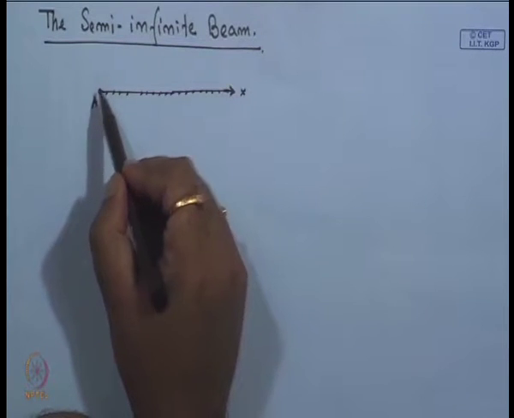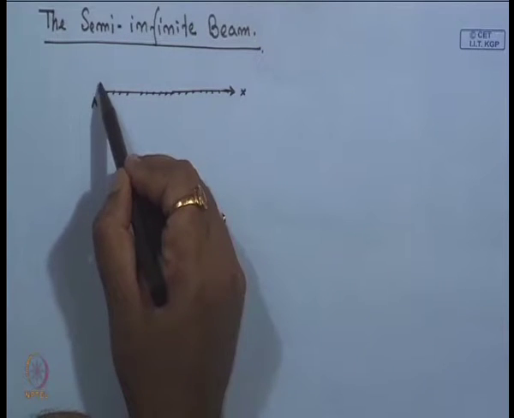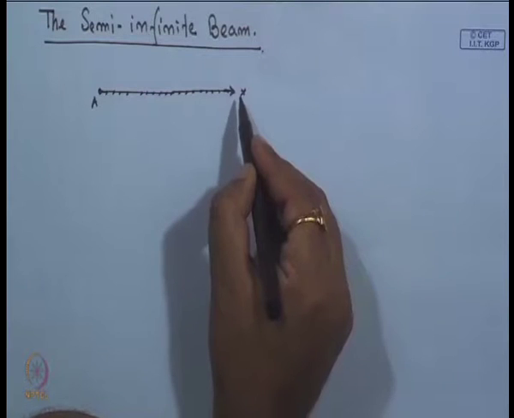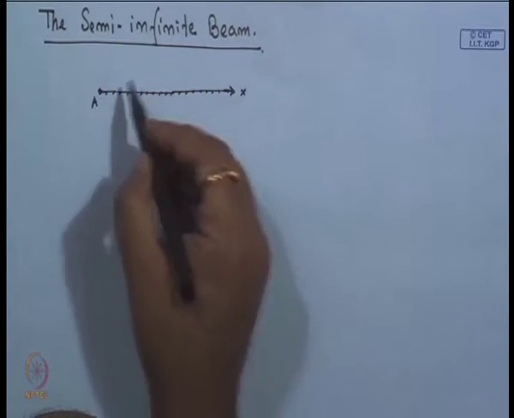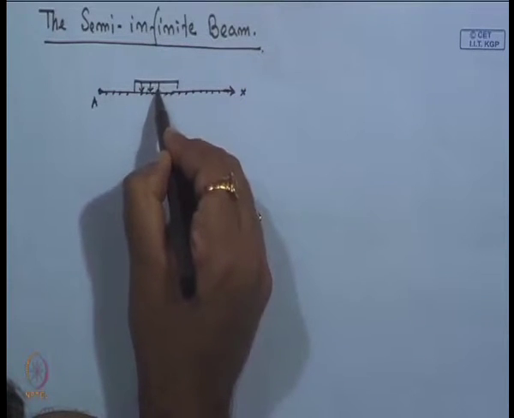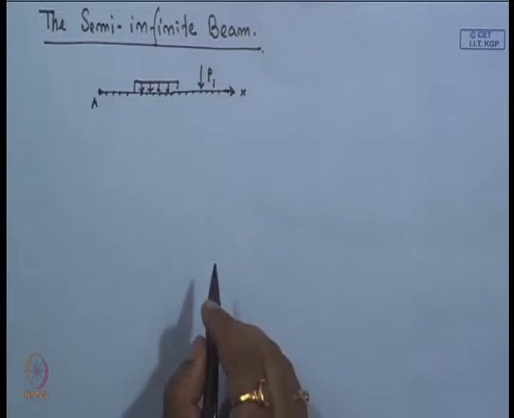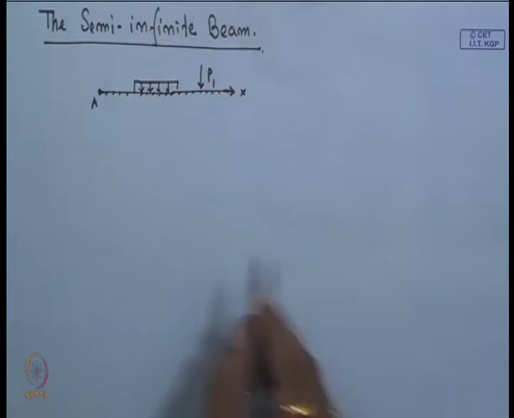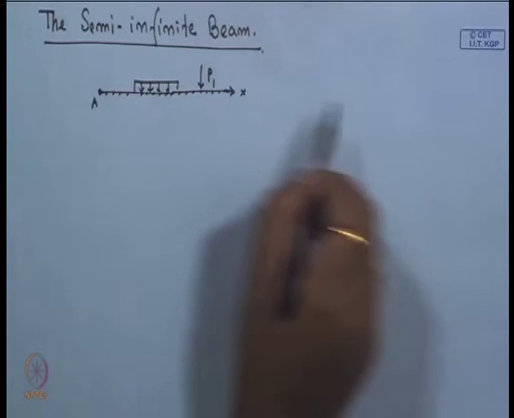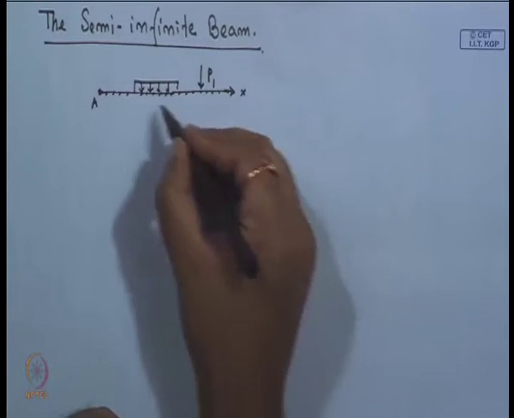In an infinite beam, it is extended on this side and that side. Here it will start from this side and extend in another direction, and this direction is infinite. So here we can apply loading, such as a UDL or a concentrated load. Then how to analyze this? It is a beam which is extended in only one direction, having a point A as a fixed end.